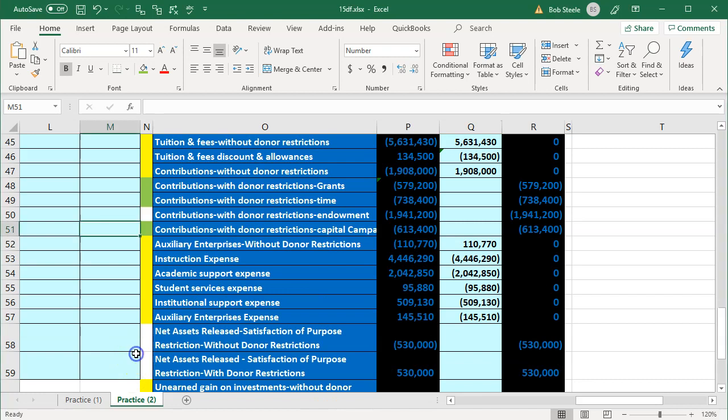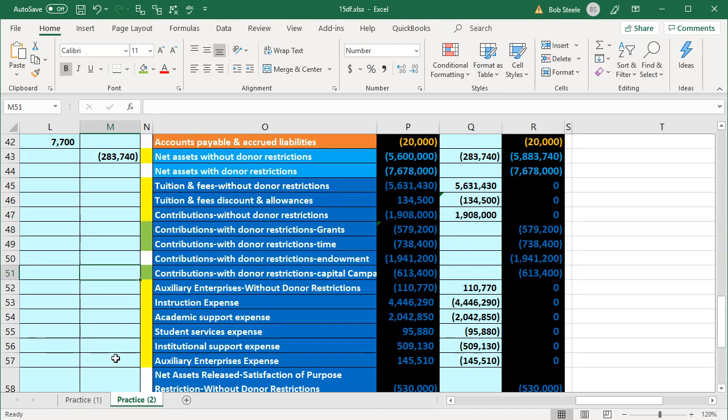Our next transaction is going to pick up some of the accounts that have restrictions. So now we're looking at some of them that would have restrictions, which we will then close out to the net assets with donor restrictions. And we're going to close out this time to the second journal entry, the contributions with donor restrictions for grants, contributions with donor restrictions time, contributions with donor restrictions capital campaign. And then we're going to close them out here. We're going to save the ones related to the endowments for a future time, for another journal entry.